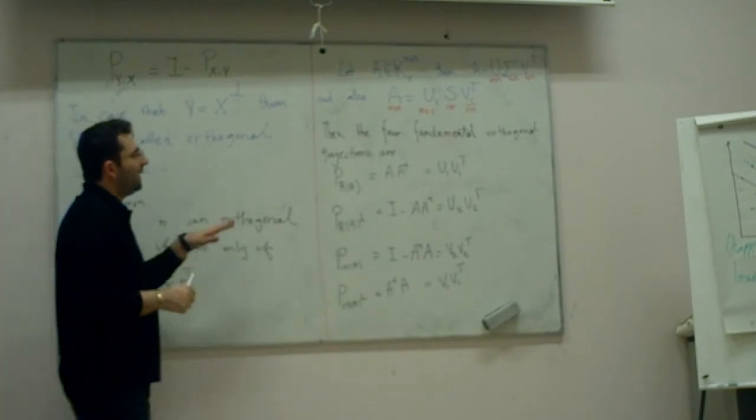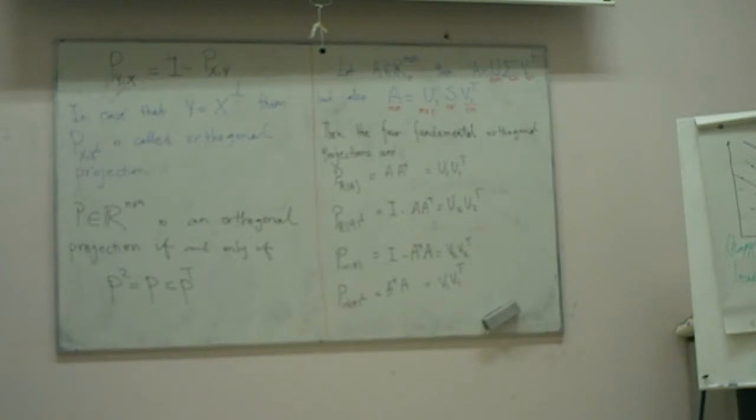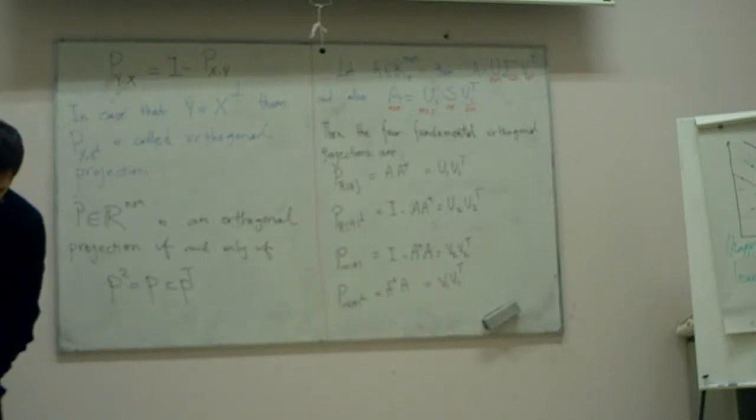So if I know the SVD of A, I can easily see not only the RA and NA, I can always calculate the fundamental projection of those vectors.